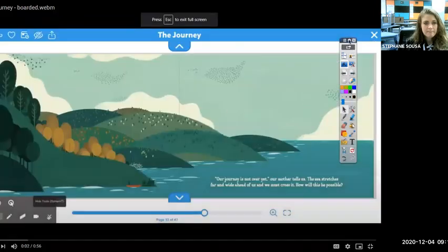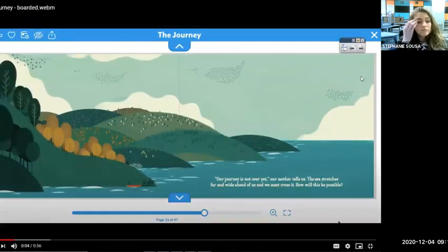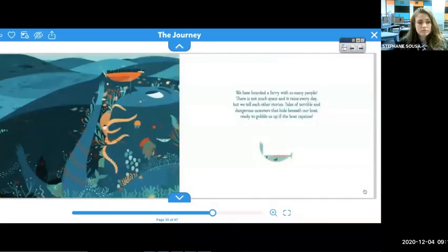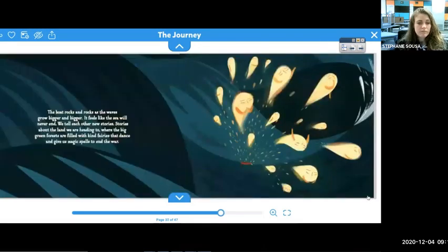Our journey is not over yet, our mother tells us. The sea stretches far and wide ahead of us, and we must cross it. How will this be possible? We have boarded a ferry with so many people. There is not much space, and it rains every day, but we tell each other stories, tales of terrible and dangerous monsters that hide beneath our boat, ready to gobble us up if the boat capsizes.